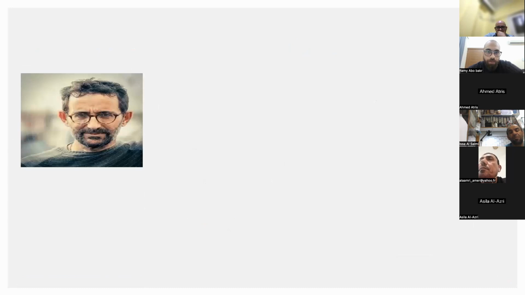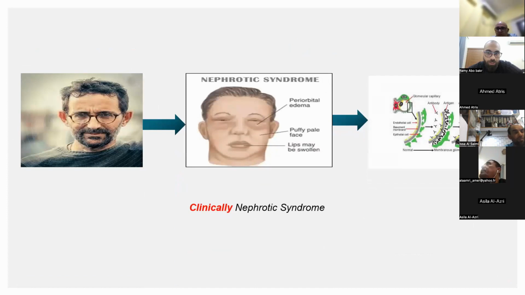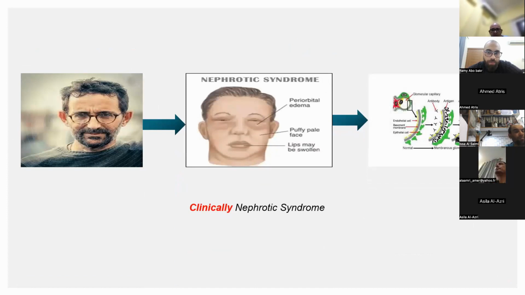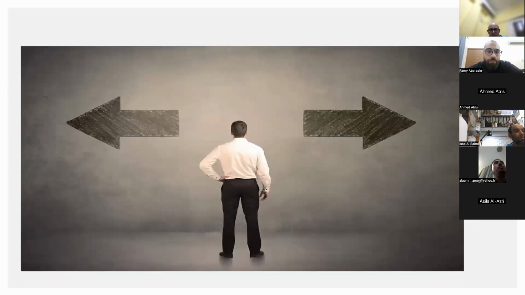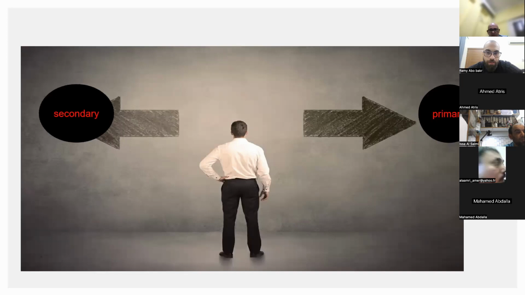So we can imagine we have this man who presents to us clinically with a nephrotic syndrome. We did a kidney biopsy: membranous nephropathy. As I mentioned, it's just a histopathological finding. Now we have a dilemma. What is the underlying cause? Is it primary or secondary membranous? This is our question today.